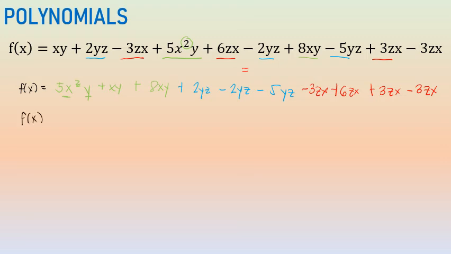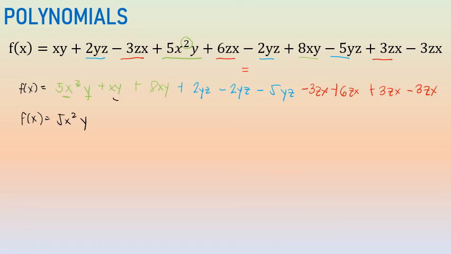F of x is equals. So 5x squared y, nakita nyo naman class, wala siyang kapareho, therefore we can only copy it. Hindi na natin kailangan i-simplify yan. It's already simplified, itong term na ito. Since wala naman siyang kapareho dito na iba. Okay? So, dito tayo mag-proceed.